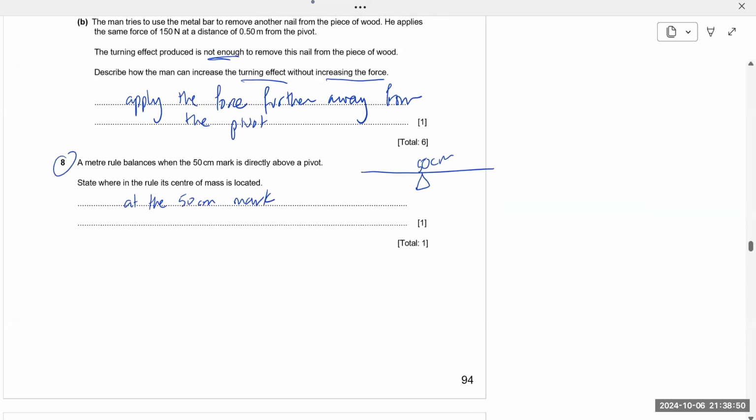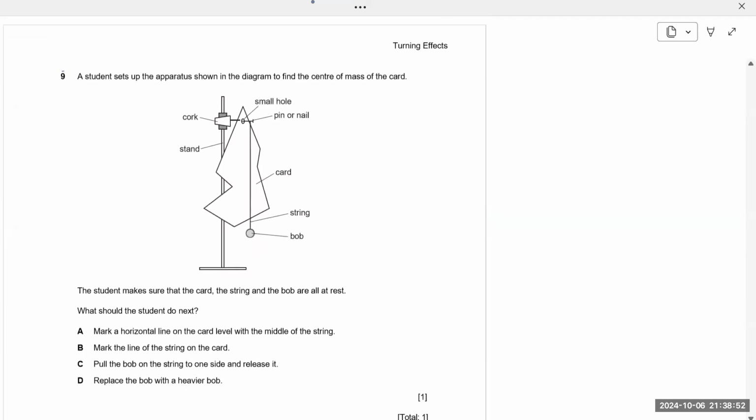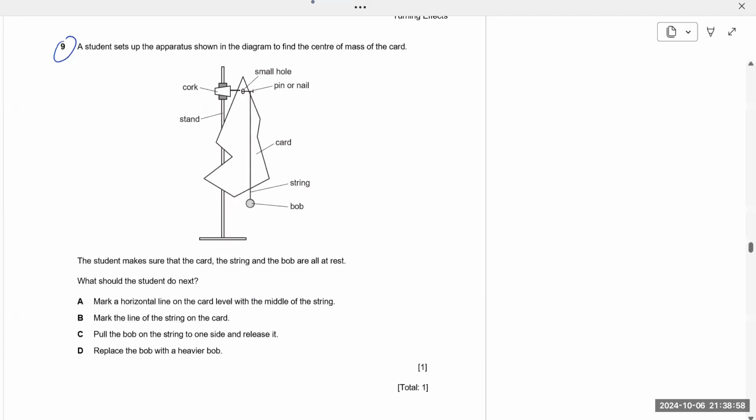Okay. Number 9. A student sets up the apparatus shown in the diagram to find the center of mass of the card. The student makes sure that the card, the string, and the bob are all at rest. بتاع دي اسمها bob. أي حاجة تقيلة كده hanging بيسموها bob.